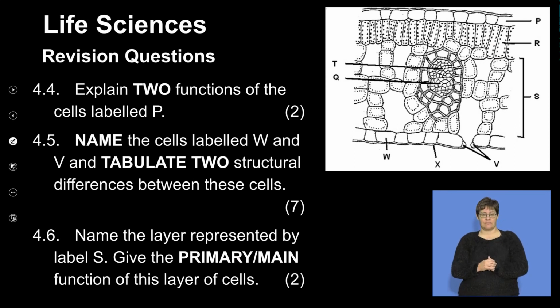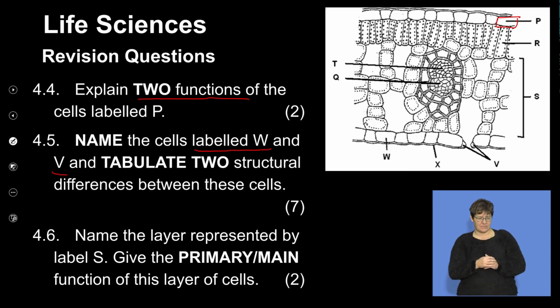Then, still on the diagram of the leaf, explain 2 functions of the cells labeled P. Okay, so P, that is the epidermal cells, so that would be protection. If they have a cuticle, it would be lessening of water loss. It could also be they're transparent to allow light in. Any 2 functions.